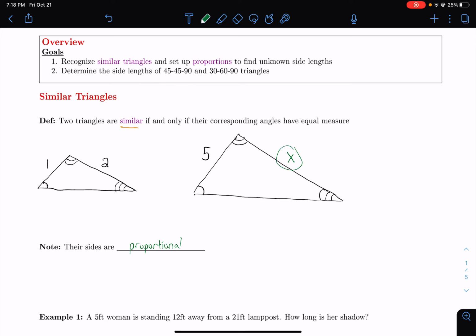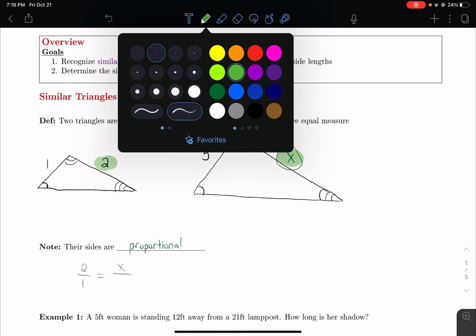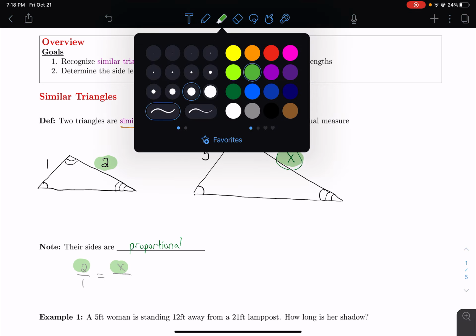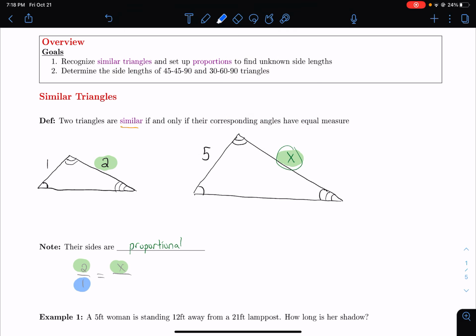So what would that look like? There are a few ways I can set it up. But one way is, in the first triangle, I could write 2 over 1. So I'm setting up a ratio for its sides, and that's going to equal a ratio of the corresponding sides in triangle number 2. This 2, this side, corresponds to the x, so that needs to go in the numerator of my proportion. Notice that the 2 and the x are both in the numerator. And I've put 1 in the denominator.